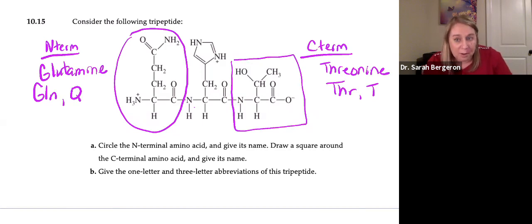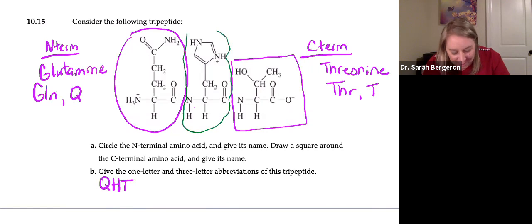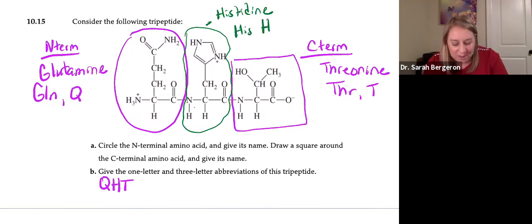Okay, I'm assuming you've tried. So 1-letter and 3-letter, if you tried and you gave me this, it's not right. What did you forget? You forgot histidine in the middle, right? So what you should have done is to go in and look at this amino acid right here. It is histidine, and histidine is His and H, right? So you would give it QHT as the 1-letter abbreviation, which is only 3 letters.